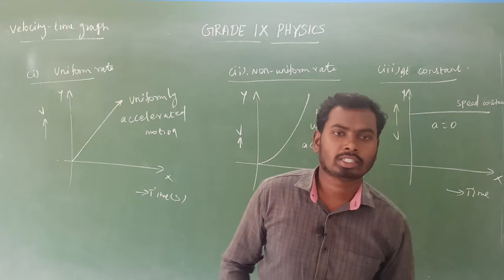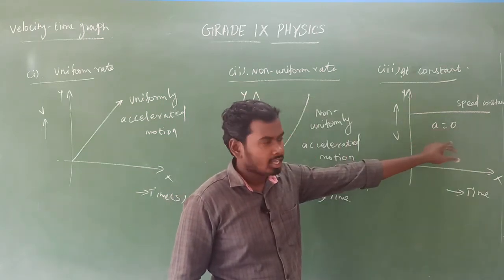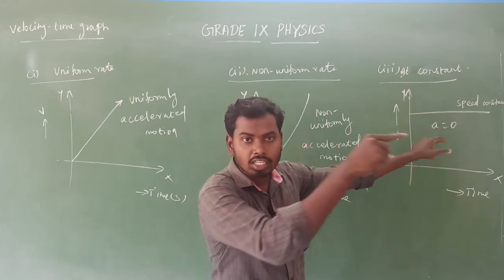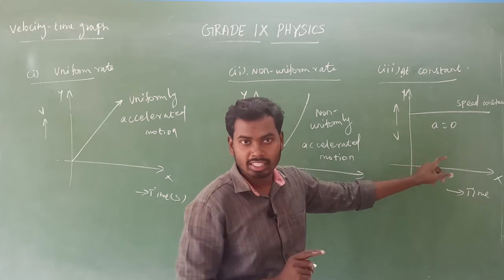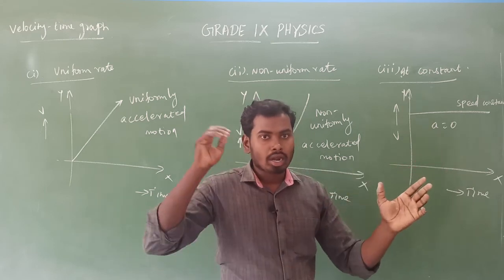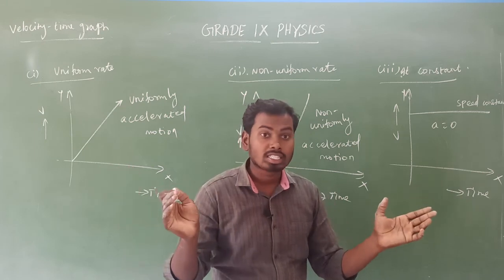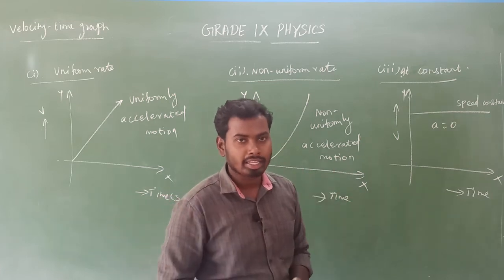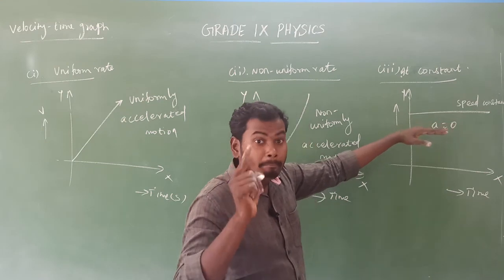Okay, acceleration will be 0 here. Yes, when an object moves with constant speed or constant velocity, but not uniform velocity or uniform speed, because uniform and constant are not similar, they differ from each other, isn't it? So come to this one, constant. Note this point, very important, one more question.